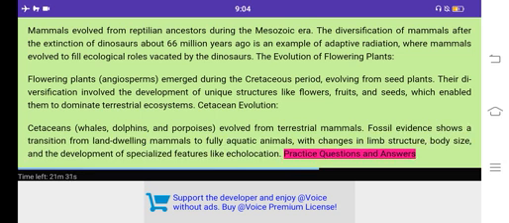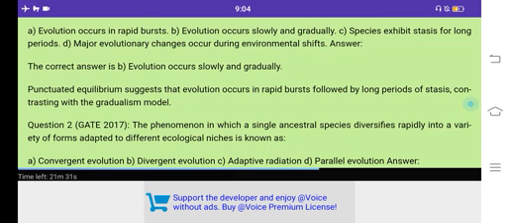Practice questions and answers. Question 1, GATE 2019. Which of the following is not a characteristic of punctuated equilibrium? A. Evolution occurs in rapid bursts. B. Evolution occurs slowly and gradually. C. Species exhibit stasis for long periods. D. Major evolutionary changes occur during environmental shifts.